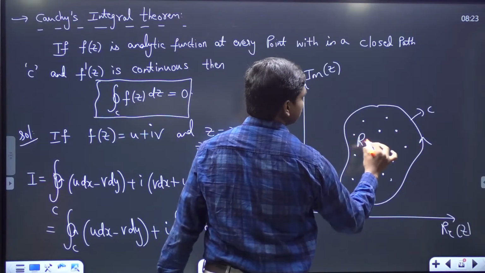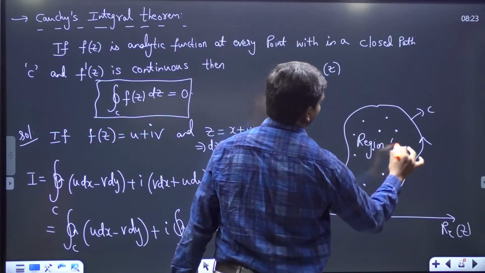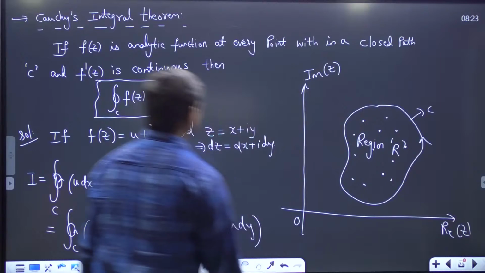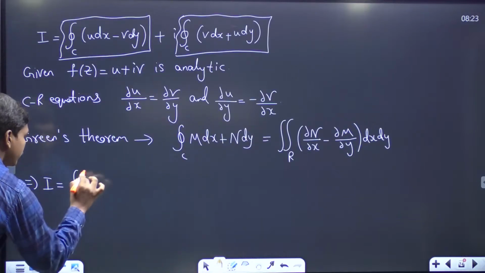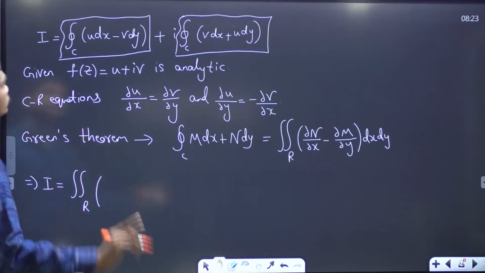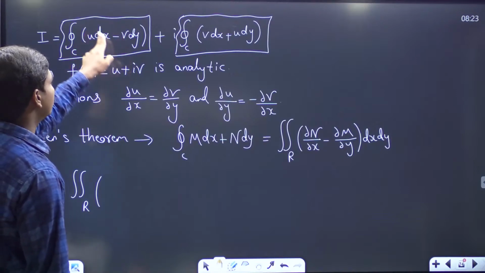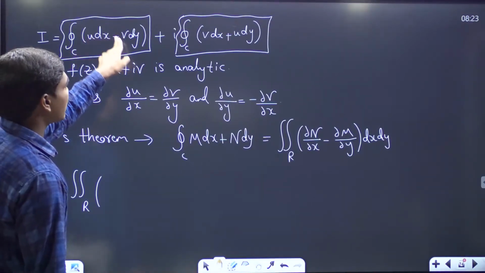So basically this is region R, which is bounded by this closed path. Okay, so this is equal to the double integral over the region R. See carefully, m dx plus n dy. So m value is u and n value is minus v.